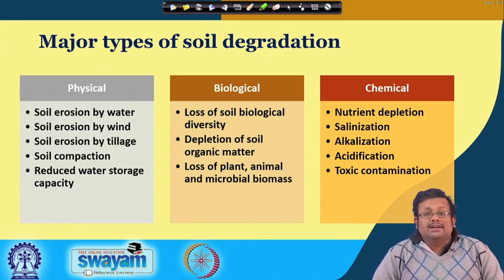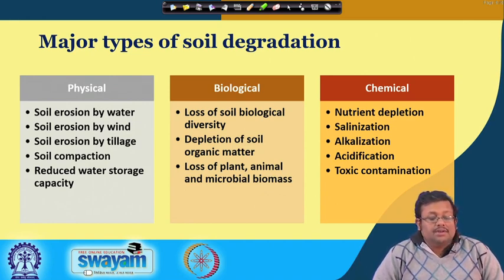We can divide soil degradation into three major types: one is physical, then chemical, and biological. In the physical, obviously soil erosion by water is the major component, along with soil erosion by wind, soil erosion by tillage, soil compaction, and reduced water storage capacity. All these are physical forms of soil degradation.